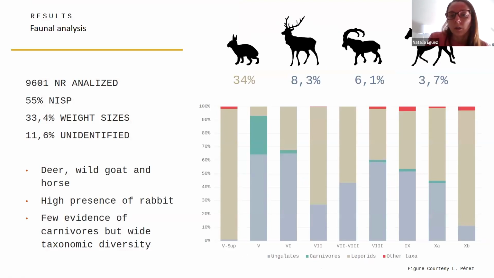So this is the layer 10A. One of the other taxa that is very abundant are the leporids, and carnivores have a very minimal presence. So what we are doing in Alicante in this layer, we are analyzing all these medium-sized mammals. We have samples from goats, deer, and horses, but today I'm only focusing on the horses to present here.